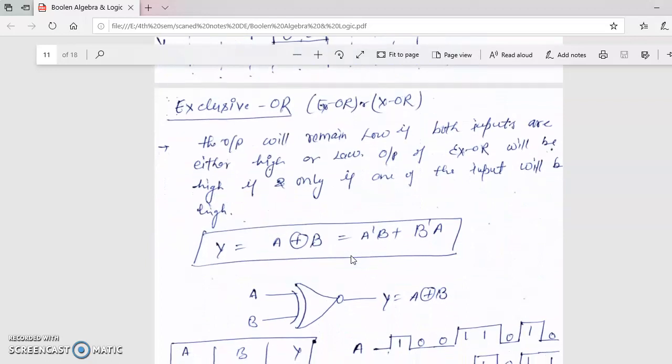Next is the exclusive OR gate. This is not a universal gate, this is a special case. Exclusive OR or XOR gate. The output will remain low if both inputs are either high or low. The output of XOR will be high only if one of the inputs is high. This is the symbol of the XOR gate, and we can write it as A plus in a circle B. This is called the XOR gate. When we expand this, it becomes A bar B plus B bar A. Remember this: A bar B plus B bar A.